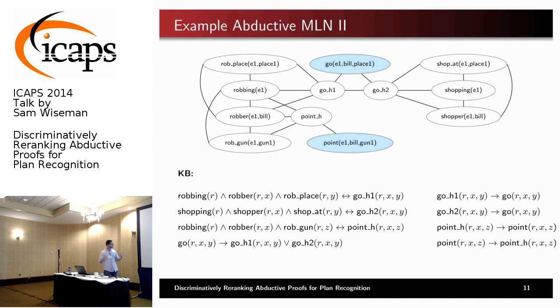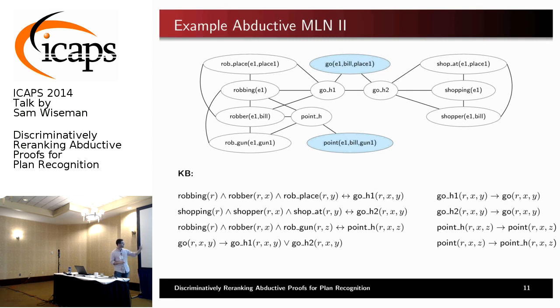What I'm going to try to argue to you is that doing inference in this abductive MLN is not going to capture a lot of the intuitions I think we have about how plan recognition should proceed. To show you that, let's work through how inference is going to go. I've clamped point and go to 1, and now I'm going to want to figure out the most probable assignment given that. Okay, so let's start with point.